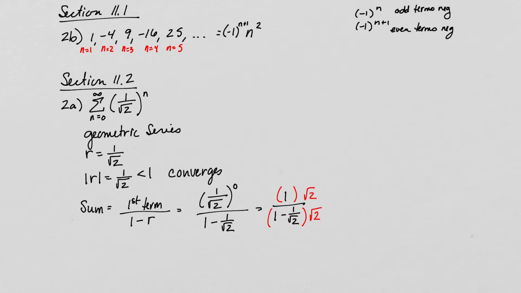So if I multiply both, I haven't changed the problem. On the top, I end up with root 2. On the bottom, when I distribute this root 2, I have root 2 times 1, which gives me root 2. And I have root 2 times minus 1 over root 2. So the root 2's there would cancel out, and I just get minus 1. So that's how I got that sum.